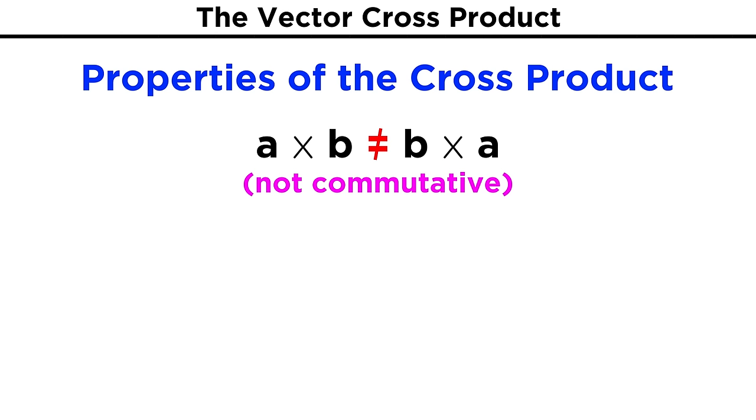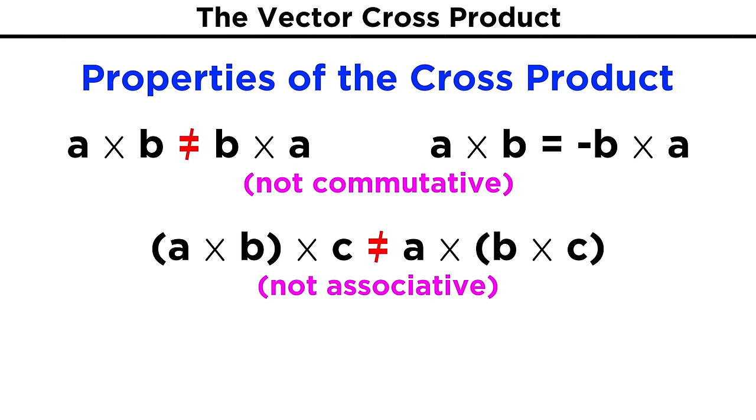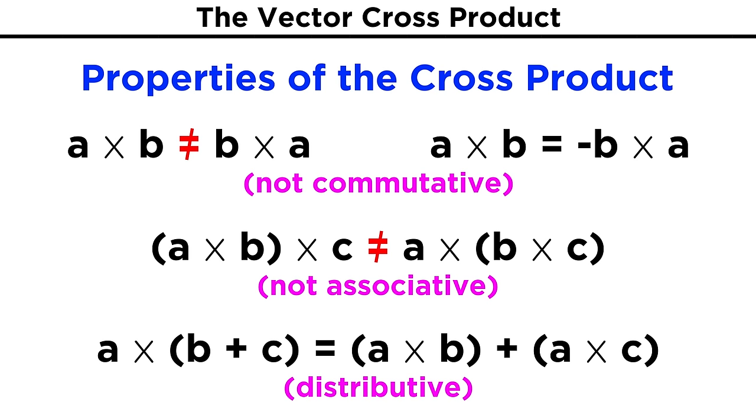First, the cross product is not commutative. A cross B does not equal B cross A. Rather, A cross B equals negative B cross A. Second, the cross product is not associative. The quantity A cross B cross C is not equal to A cross the quantity B cross C. However, the cross product does distribute. A cross the quantity B plus C is equal to A cross B plus A cross C.